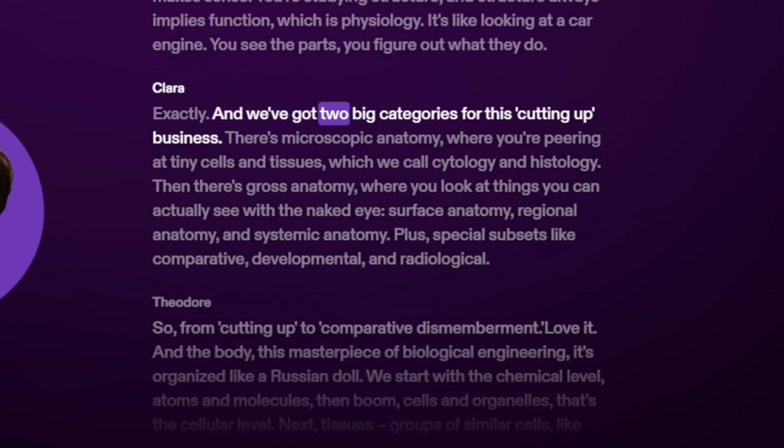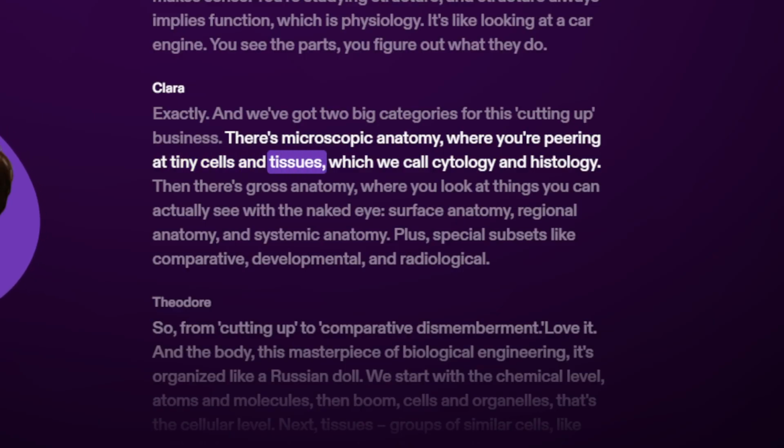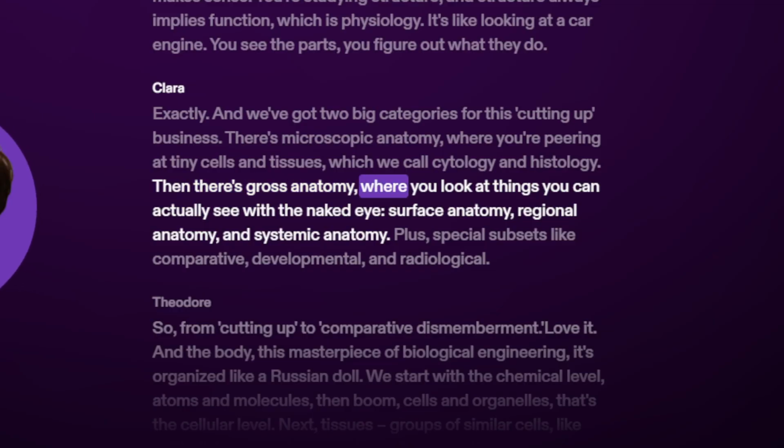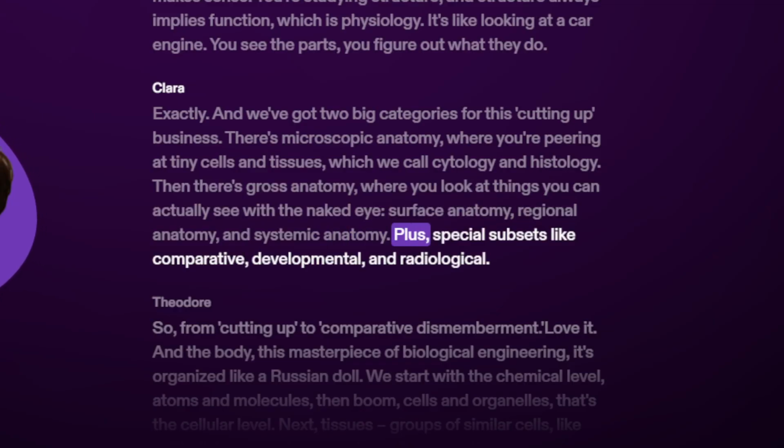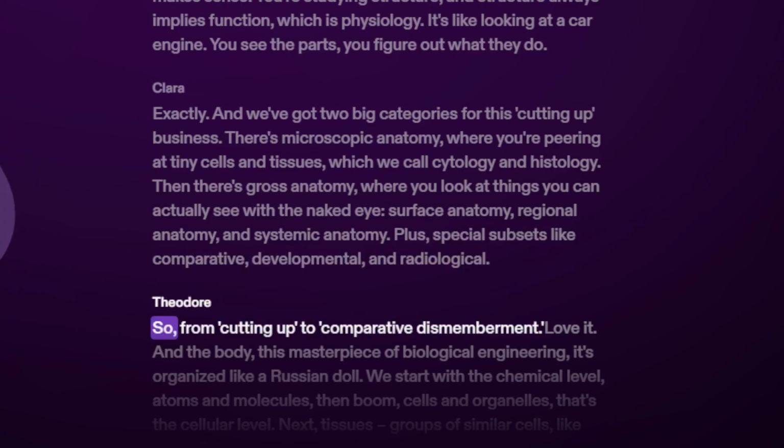Exactly. And we've got two big categories for this cutting up business. There's microscopic anatomy, where you're peering at tiny cells and tissues, which we call cytology and histology. Then there's gross anatomy, where you look at things you can actually see with the naked eye. Surface anatomy, regional anatomy, and systemic anatomy. Plus, special subsets like comparative, developmental, and radiological. So from cutting up to comparative dismemberment.